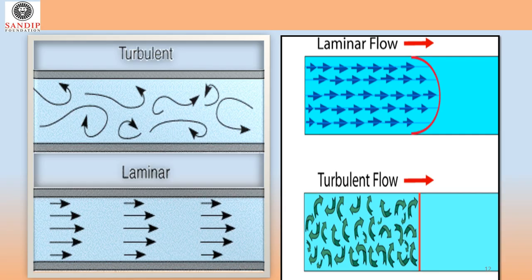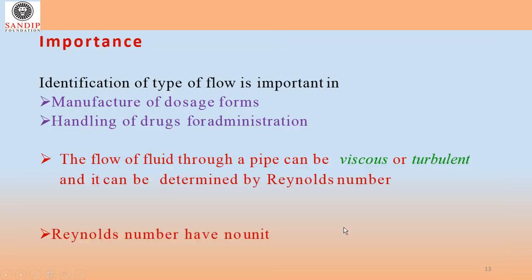These are the diagrammatic presentations showing the turbulent flow and the laminar flow. Now, importance: why is identification of this type of flow important? It is helpful in the manufacture of dosage forms and in handling of the drug for administration. When we study the flow of fluid through a pipe, it can be viscous or turbulent, which can be determined by the Reynolds number, and this Reynolds number has no unit.